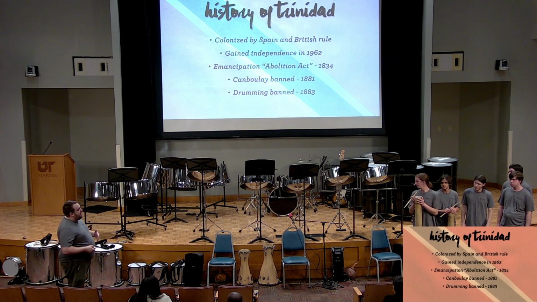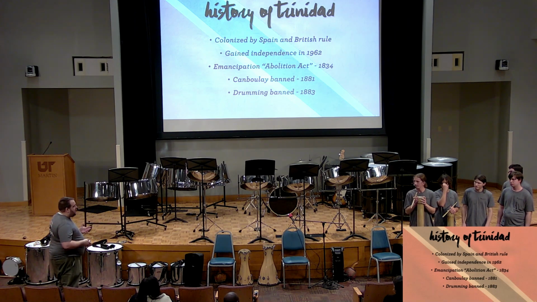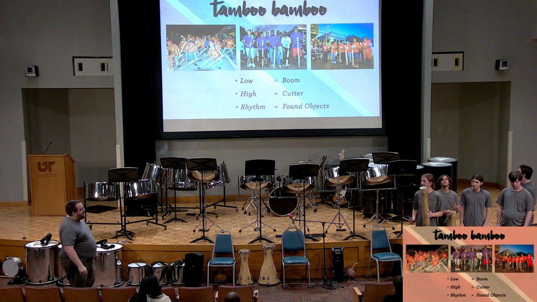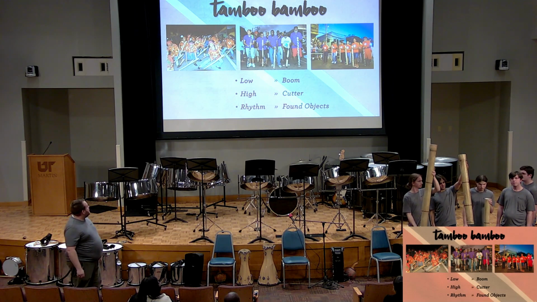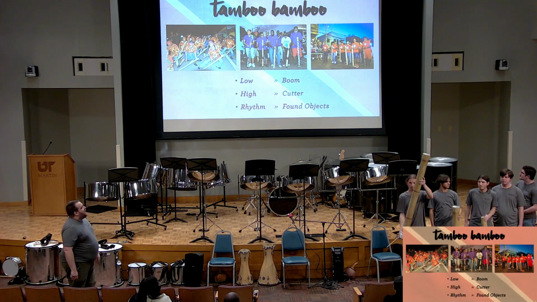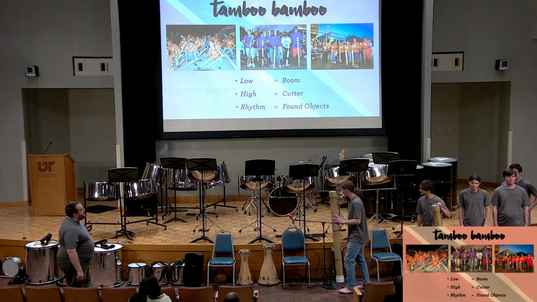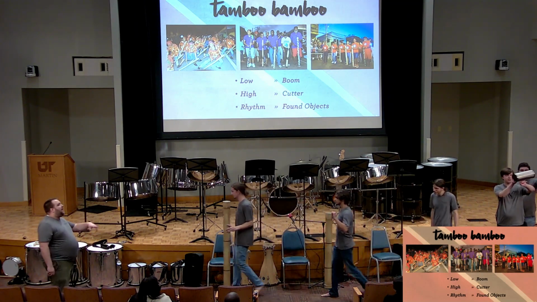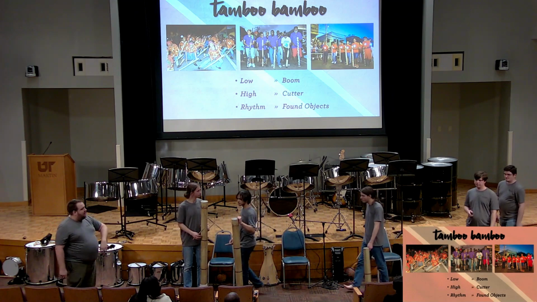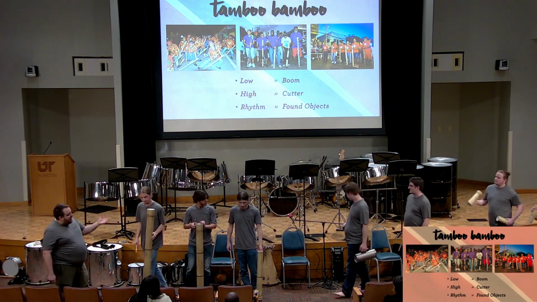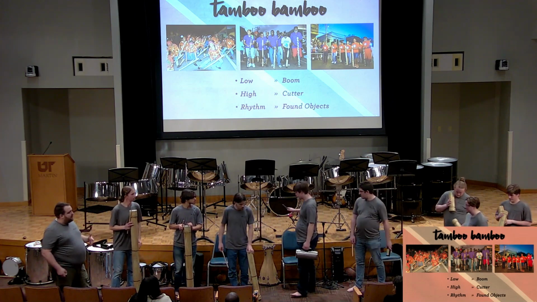And so in this case, they have big tracts of bamboo and found objects. So we get low pieces of bamboo, which in our case is actually a piece of PVC, called a boom. We get high pieces of bamboo called cutters. And then we get a variety of found objects, like the frying pan and the glass bottle, and there's a scraper element here. And that's going to come into play because this is what they were able to make music with before they were able to make steel drums.